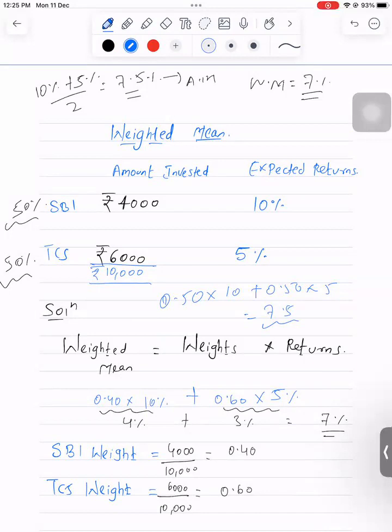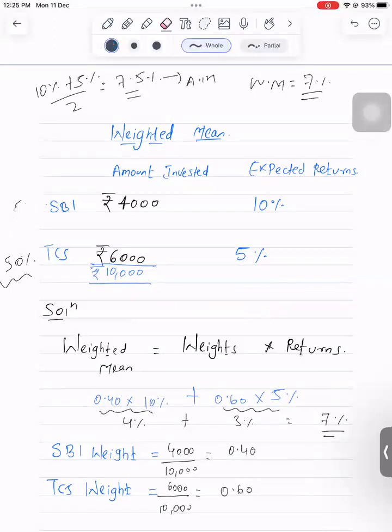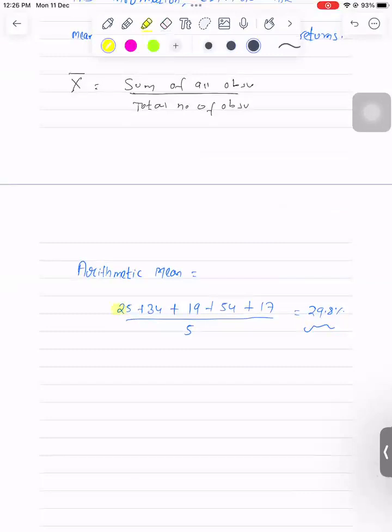In simple mean, each and every observation gets equal weightage. And in weighted mean, weights of each and every observation are different. Okay, take for example here, weightage of SBI we have computed, it was 40%. Okay, weightage of TCS we have computed, it was 60%. But in simple mean, the weights are equal for each and every observation. Okay, in previous example, if you remember what we did, we added all the observations and then we divided with 5. Okay, so this means like it is like 100% divided by 5. Each and every observation got 20% weightage.